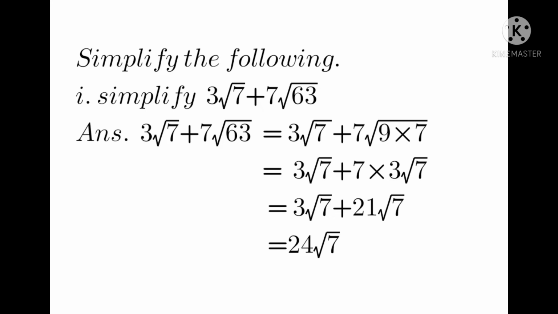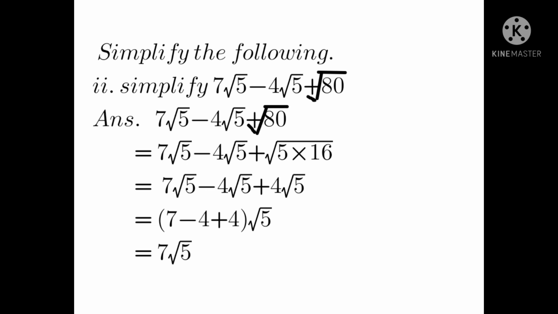Simplify the following. First, make the given surds similar surds. Write the factors of 63 in such a way that one factor is a perfect square. Factors are 9 and 7, 9 times 7 is 63. Square root of 9 is 3. Now we have similar surds. Now add 3 plus 21, that gives 24, and root 7 will be as it is. Therefore, answer is 24 root 7.